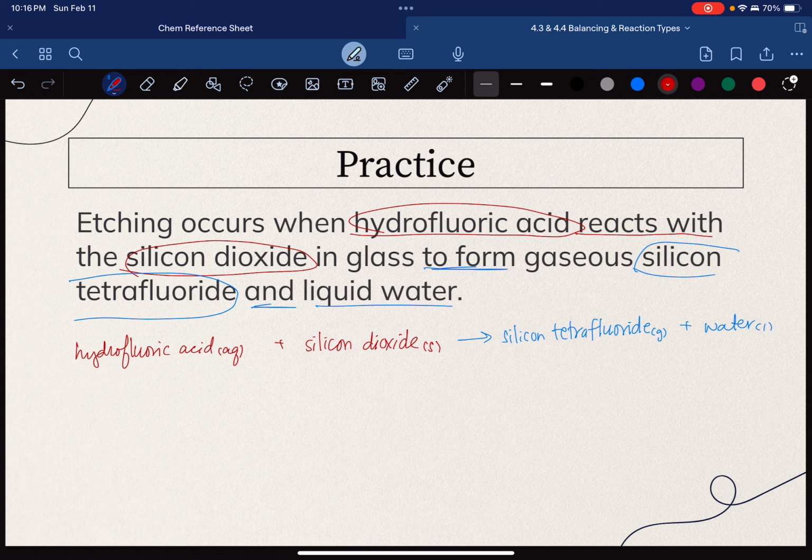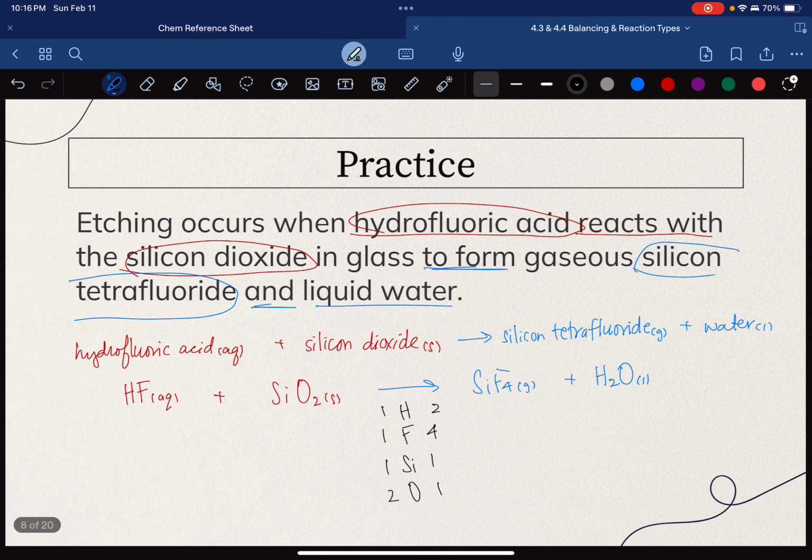Next step is to write this in as its actual compounds. So hydrofluoric acid is going to be HF, and it's aqueous, plus silicon dioxide, SiO2, which is a solid. Silicon tetrafluoride is SiF4, and it's a gas, plus water, and that's a liquid. Cool. Listing our wonderful elements. So I have 1, 1, 1, and 2, and then I have 2, 4, 1, and 1.